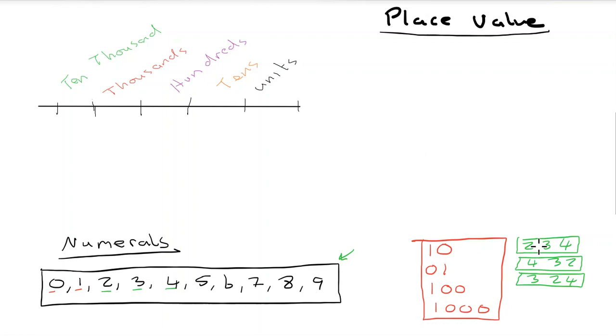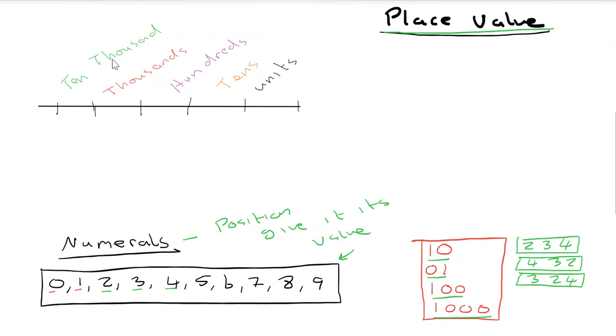Now, what's really important and what makes this system very powerful is this idea of place value. It's not only the numerals that you use, but where you place them that matters. In these examples, we're using the same numerals, but we're placing them differently. They're not placed in the same position, and because of that, they have different values. So the numeral's position gives it its value.